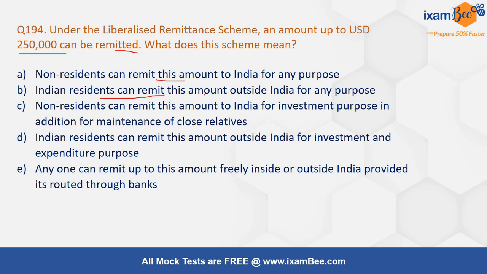Indian resident can remit this amount outside India for any purpose. Such a huge amount allowed outside India. You know that many people who want to do money laundering will do it in the name of family members and friends. Non-resident can remit this amount to India for investment purpose in addition to maintenance of close relative. This kind of vague statement will never be there in any policy. Who is your close relative? How are they going to take care of this?